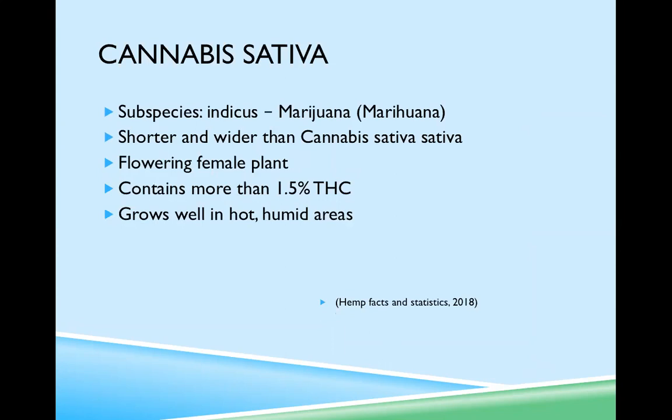Cannabis sativa indicus, known as marijuana, and there's an alternative spelling for marijuana on the screen, is a shorter, wider plant. It is a flowering female plant, and it contains a higher content of THC, 1.5% THC. This plant grows well in hot, humid areas.